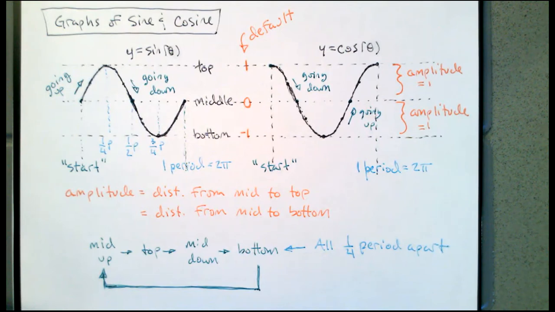This is the information that we're going to need to figure out what the equation should look like given a graph, or what the graph should look like given an equation. Any questions? So this first part is just the naming of the parts. These are the words that I'm going to use to describe what's going on in the graph. We got the amplitude, we got the period, and then we got the local wording where I talk about the middle going up, the top, the middle going down, and the bottom. In the two graphs we see here, sine starts at the middle going up and cosine starts at the top.